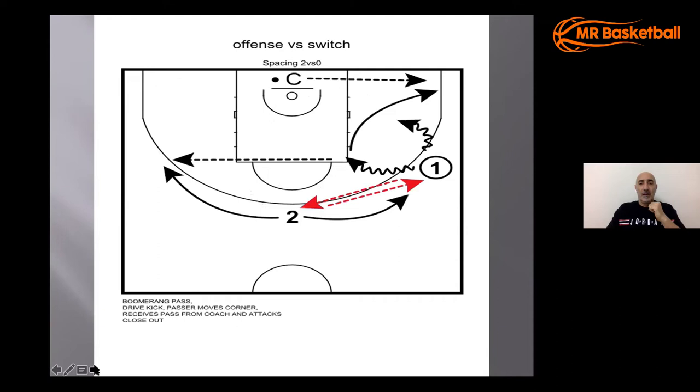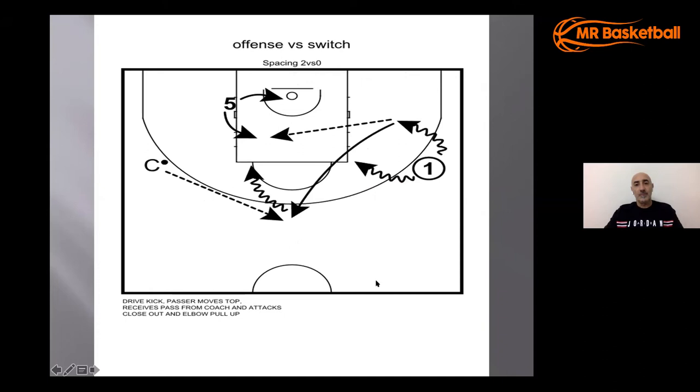The next thing is, again, two against zero. We try to emphasize something we said we use every time, so we have to put it in our practice. We make a kick out pass and a ball reversal. We make basically a boomerang pass. Before we attack, we have the boomerang pass. We attack, we kick it out to the opposite guard who is at the top of the key now. So we got 45 and top of the key. Boomerang pass, penetration, kick out pass, and space out to the corner, catch, fake, one dribble, mid-range pull-up.